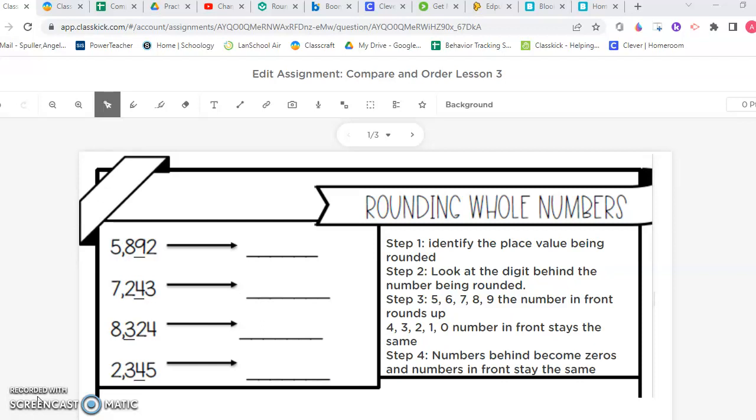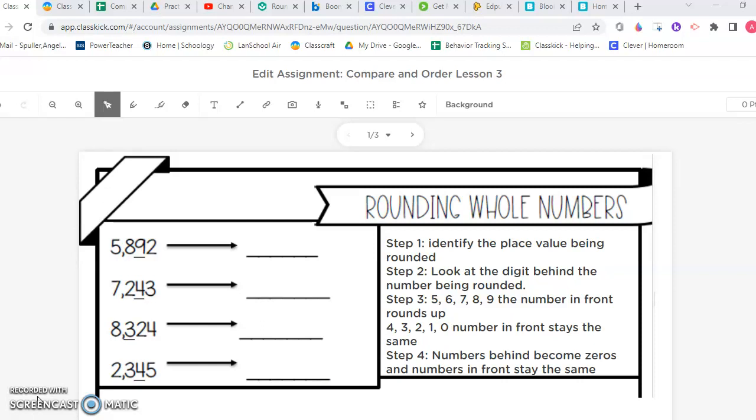First, step 1, identify the place value that's being rounded. Sometimes it'll be underlined, and sometimes they'll say round to the nearest hundreds. Step 2, look behind that number. Whatever number you're rounding, look at the number right behind it. Step 3, if it has a 5, 6, 7, 8, or 9, then the number you're rounding is going to go up. But if you have 4, 3, 2, 1, or a 0, the number you're rounding stays the same.